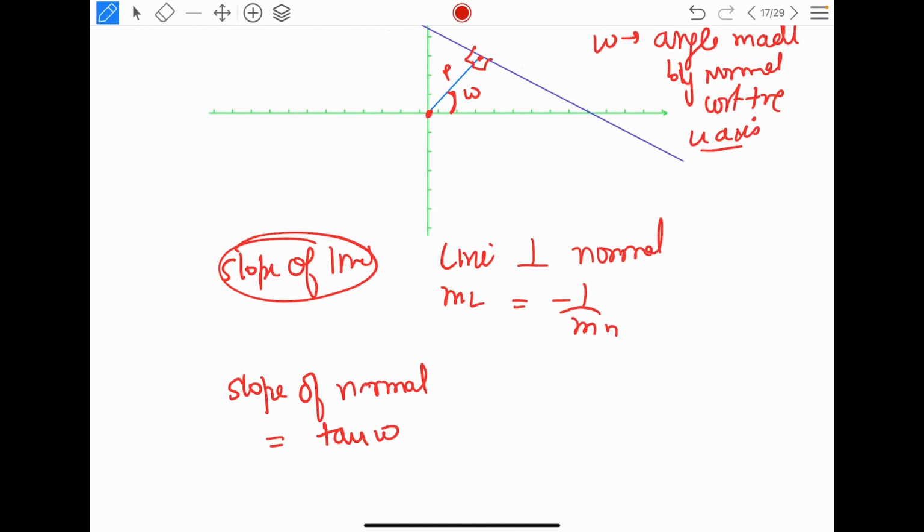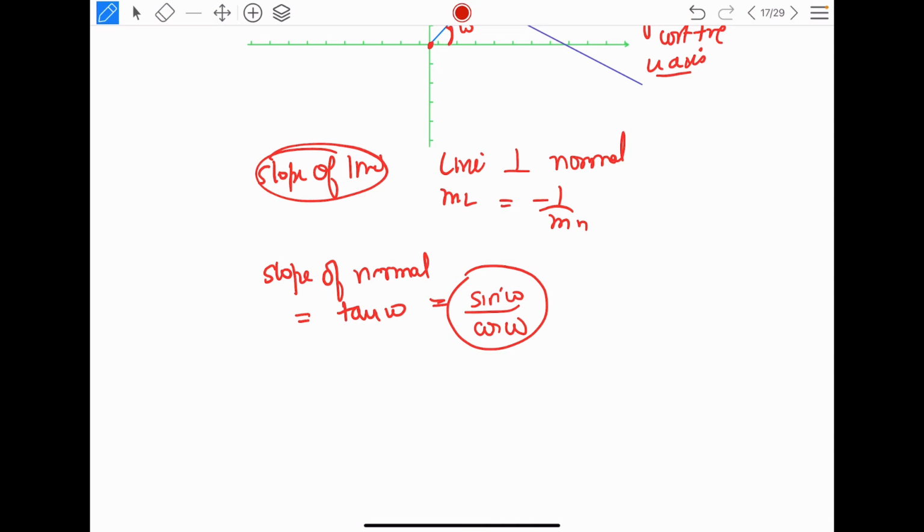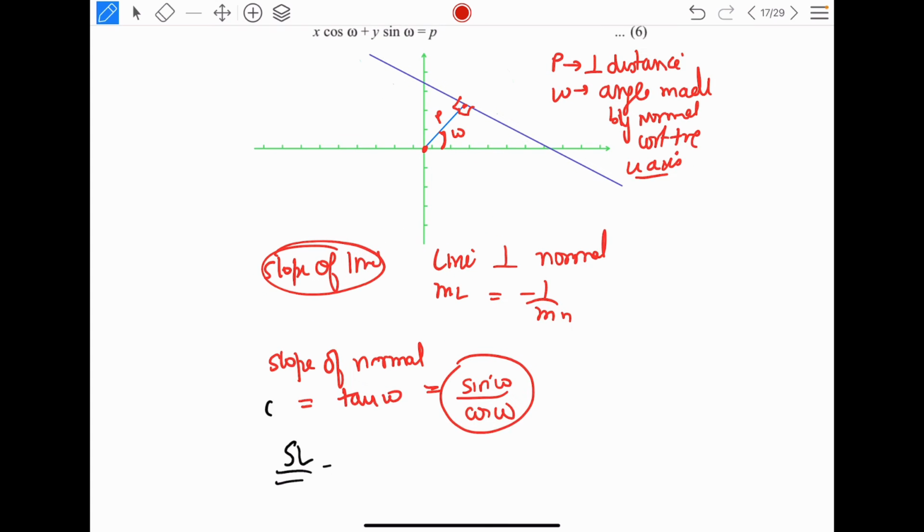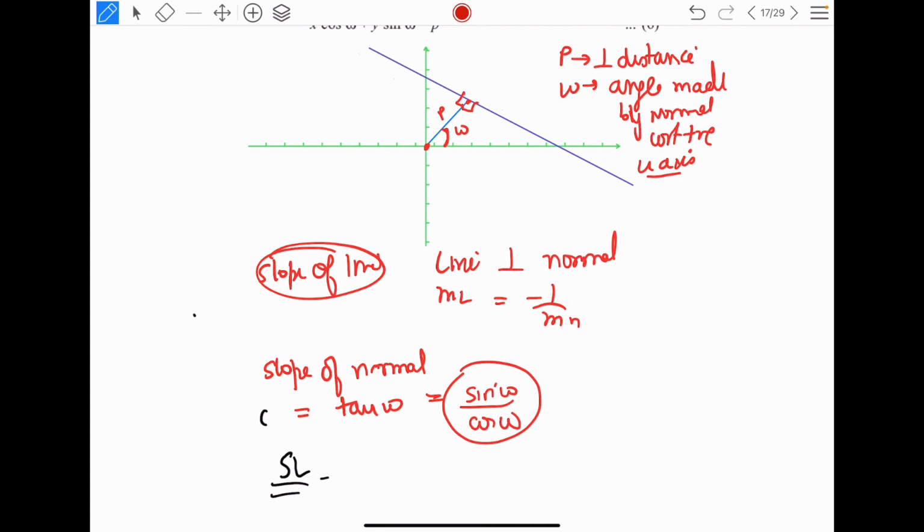Now what is tan omega going to be? It is going to be the perpendicular upon base, and tan omega you can also write as sin omega by cos omega. You already know tan omega is sin omega by cos omega. This is just for your information, and sometimes we can write it in terms of sin and cos also. So slope of normal is tan omega, that's fine. So slope of line will be the negative reciprocal of the slope of normal. So minus 1 upon slope of normal is going to be the slope of line. That means the slope of line is going to be minus 1 upon tan omega. What is 1 upon tan omega? It is cot omega. So this is going to be minus cot omega.